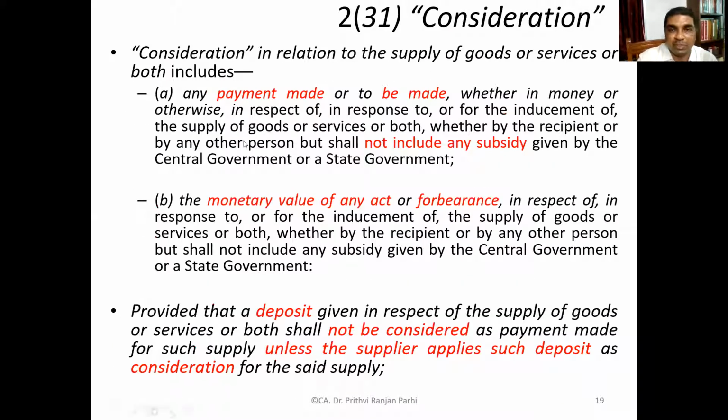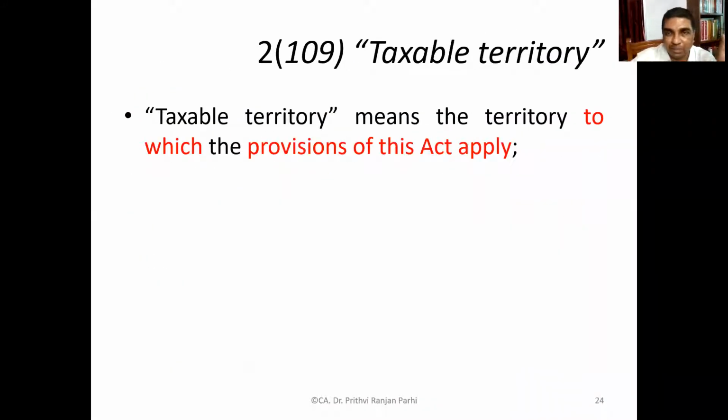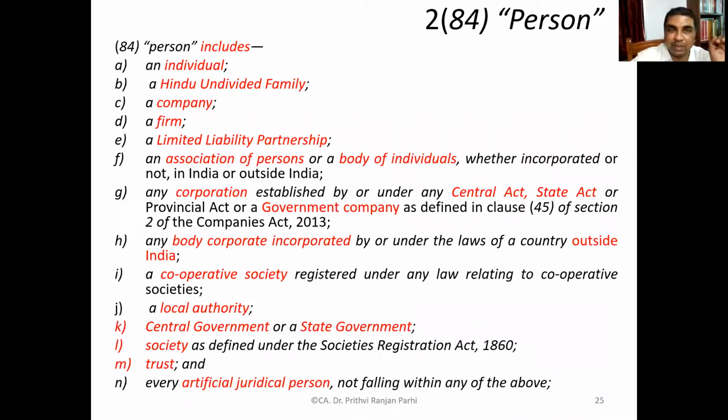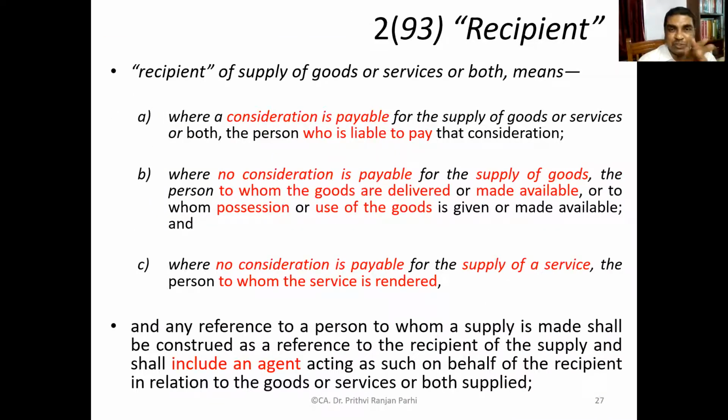You see, here it says whether by the recipient or by any other person. So payment may be made by the recipient or may be made by any other person. So consideration may flow from third parties. If the question is whether consideration is payable or not, we have to think whether consideration is payable by the recipient, or if not the recipient, whether it is payable by any other party. That's also consideration. The moment we know that consideration is payable in this supply, then the person who is liable to pay is the recipient.